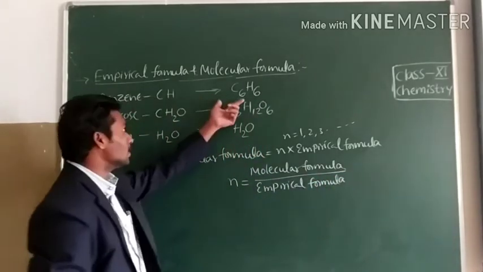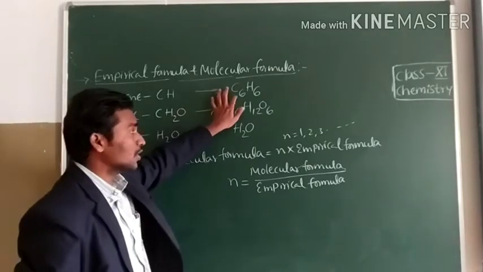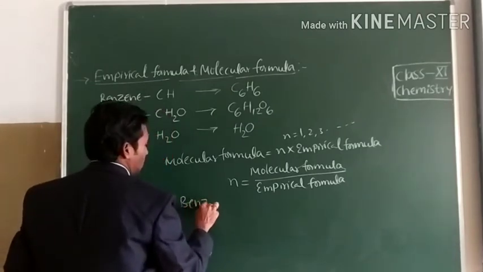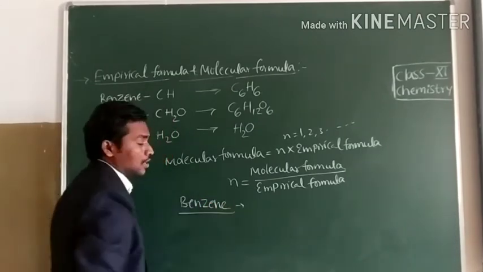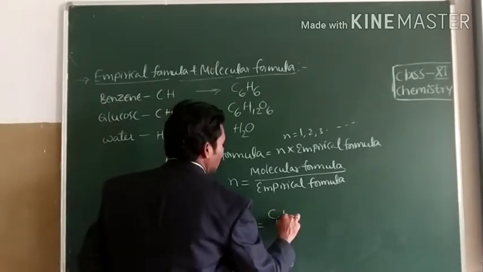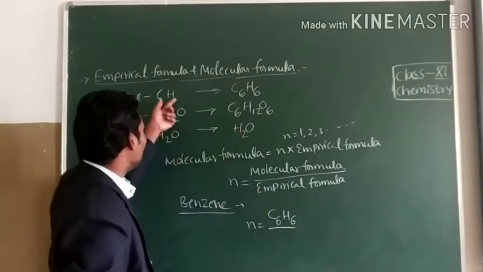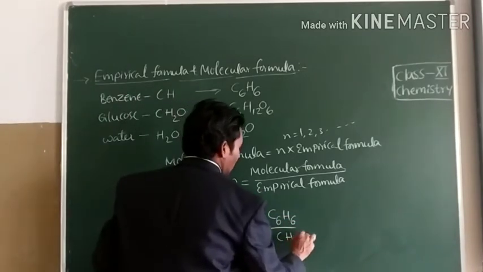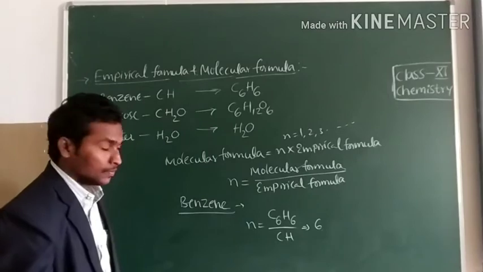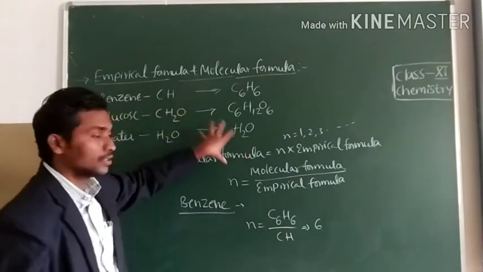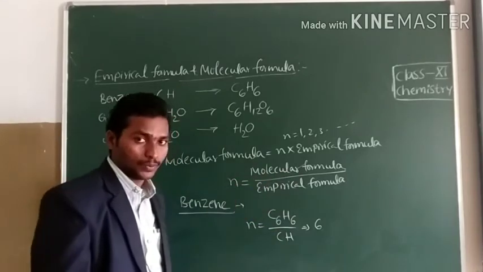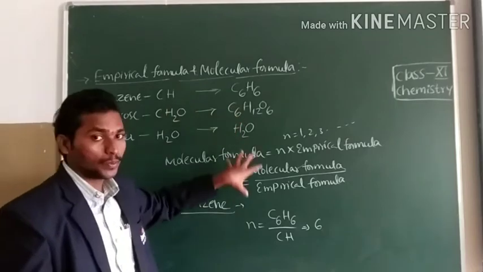For example, in case of benzene, we want to find the n value. Benzene molecular formula is C6H6. So n is equal to molecular formula of benzene, C6H6, by empirical formula of benzene, CH. So what is the n value here? The n value is 6. Okay, this is the way we have to find empirical formula and molecular formula. If you know one value, you can find the other value. This is called empirical formula and molecular formula.